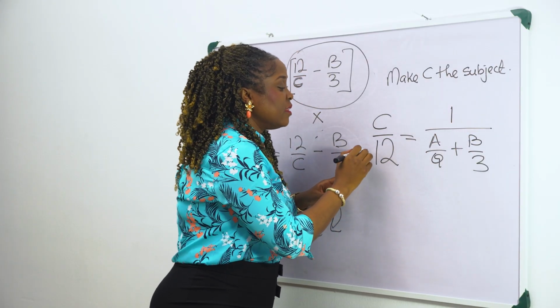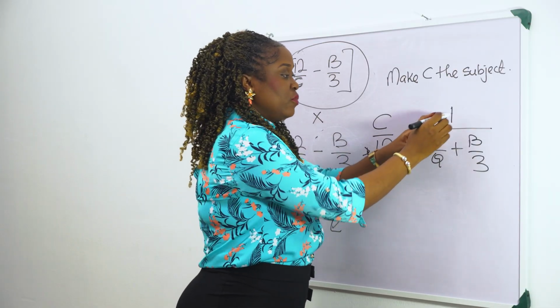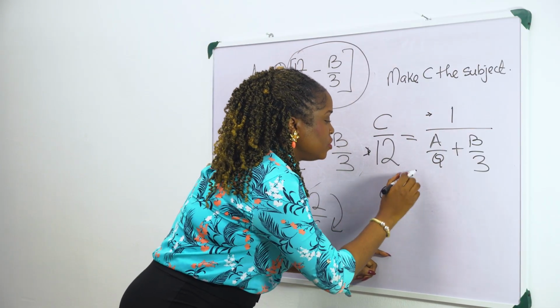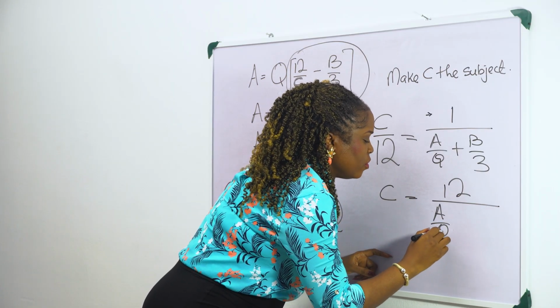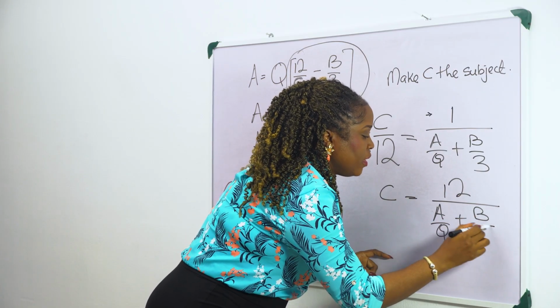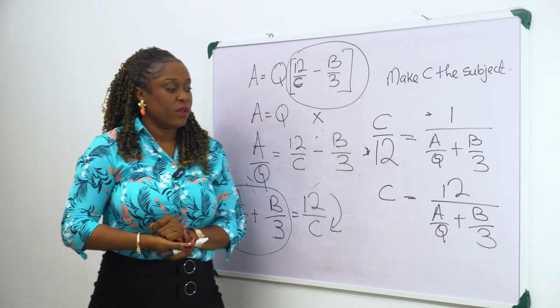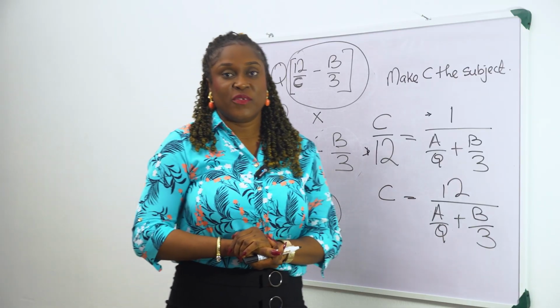So 12 is already in the denominator section. For it to move to this side, it needs to go to the numerator section. So we'll have C equal to 12 over A over Q plus B over 3. And this is our new final equation for C when it becomes the subject of the formula.